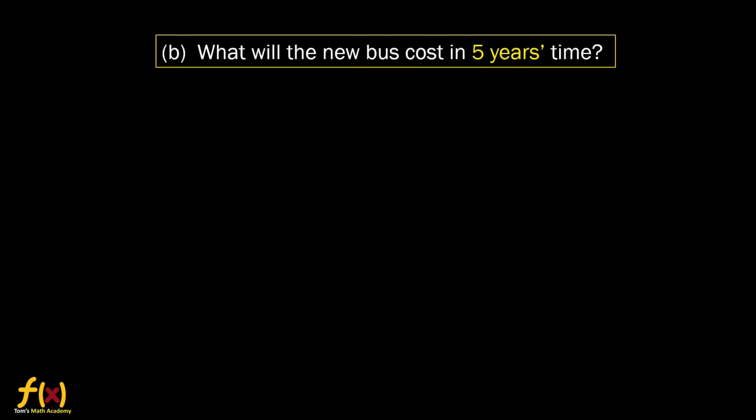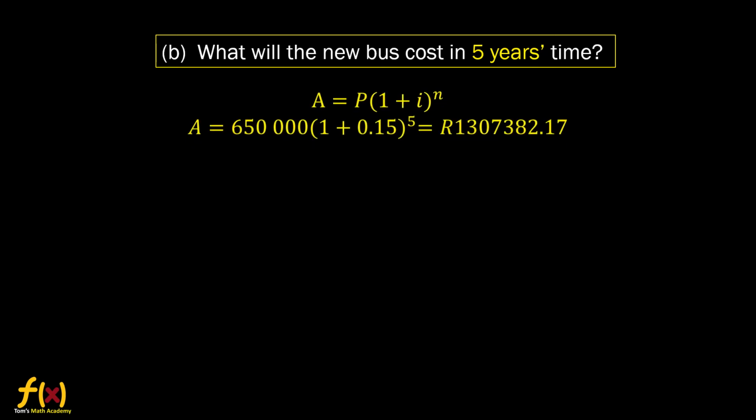Question B, what will the new bus cost in 5 years' time? Okay, it is increasing. So we use the formula. The rate was 15%. We apply the compound increase formula. Okay, we substitute and get it is more than 1 million now. Look at the number. Cost of the new bus.